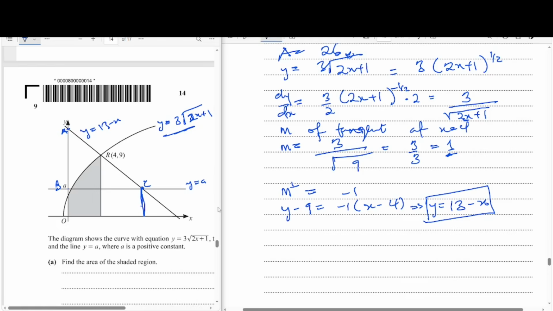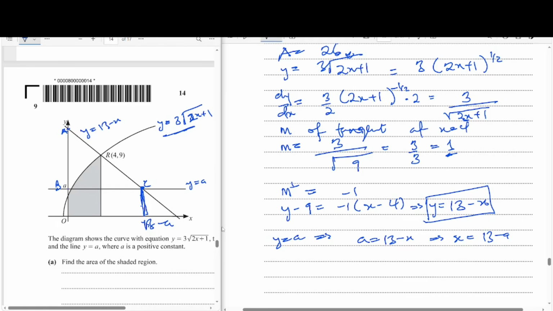Now at this point, it becomes easy to find the value of x at C, right? It's just a matter of replacing y by a. Where y is equal to a, we find from this equation that a is equal to 13 minus x, and then the x component is equal to 13 minus a. That means the base of the triangle, or if you want to call it the height, that's fine, is equal to 13 minus a units.